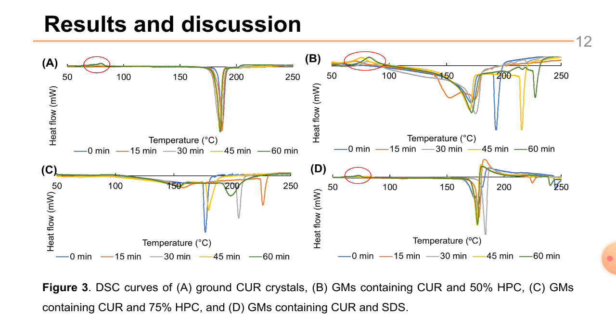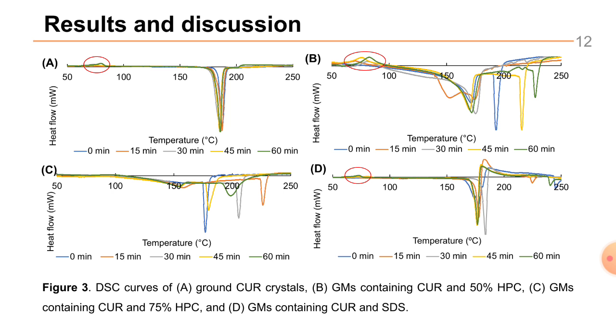Figure A shows the DSC of brown curcumin crystal, which expresses an endothermic peak at about 190 degrees Celsius due to its melting point. However, an exothermic peak at about 80 degrees Celsius indicated the recrystallization of curcumin. The grinding method transformed curcumin from crystalline to amorphous phase. The recrystallization peaks could be seen in GMs containing up to 50% HPC in Figure B, but disappear in GMs containing 75% HPC in Figure C.